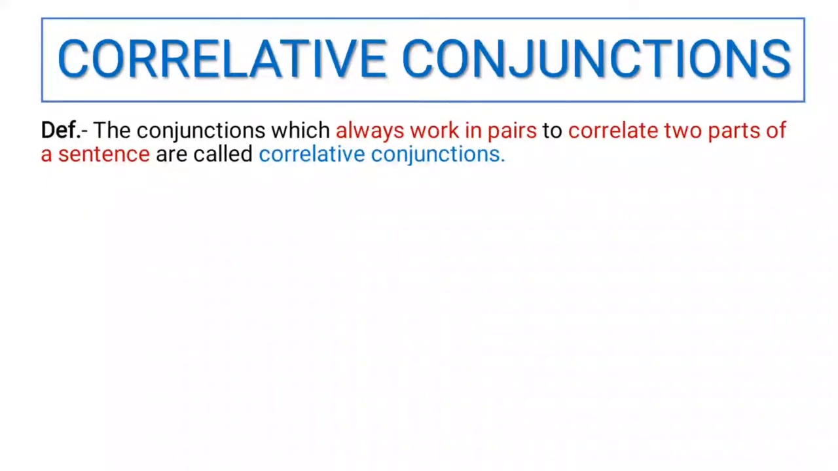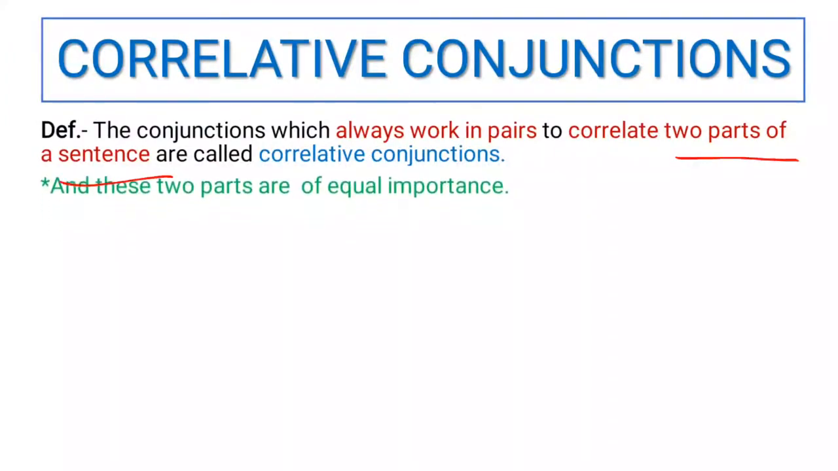Now, these are the words which always work in pairs and correlate two parts of a sentence. Here, we need to understand the most important thing, and that is that these two parts which these correlative conjunctions join, they should be of equal importance.